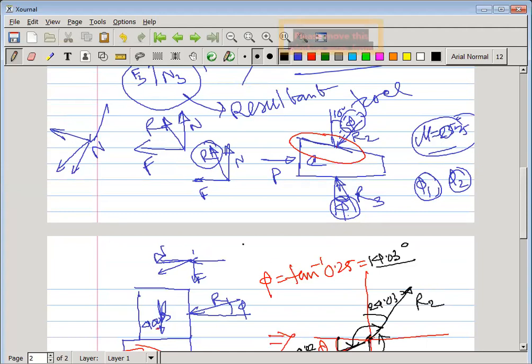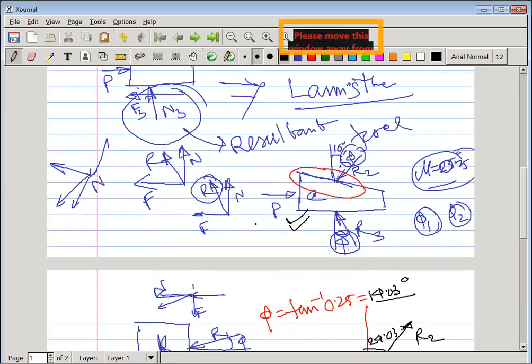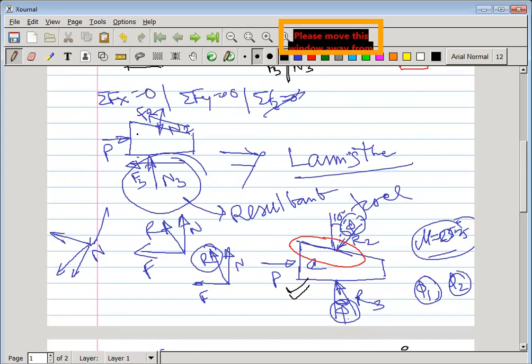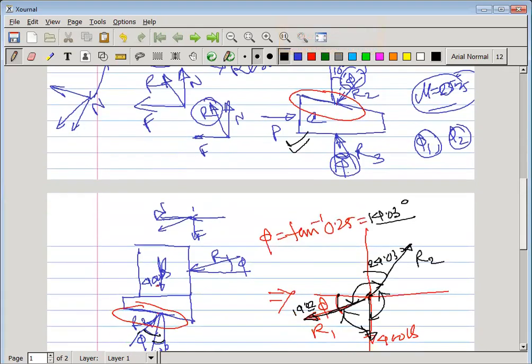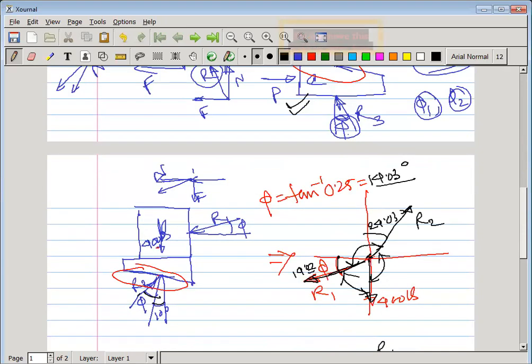This is blocks A and B, and this is block C. So for block C we also use Lami's theorem. See how simple it is. First there are five forces: F2, N2, F3, N3 and P, total five forces. You have to either solve using Fx and Fy each, or you can simply convert it into the resultant, and using Lami's theorem we can easily solve that type of problem, right?